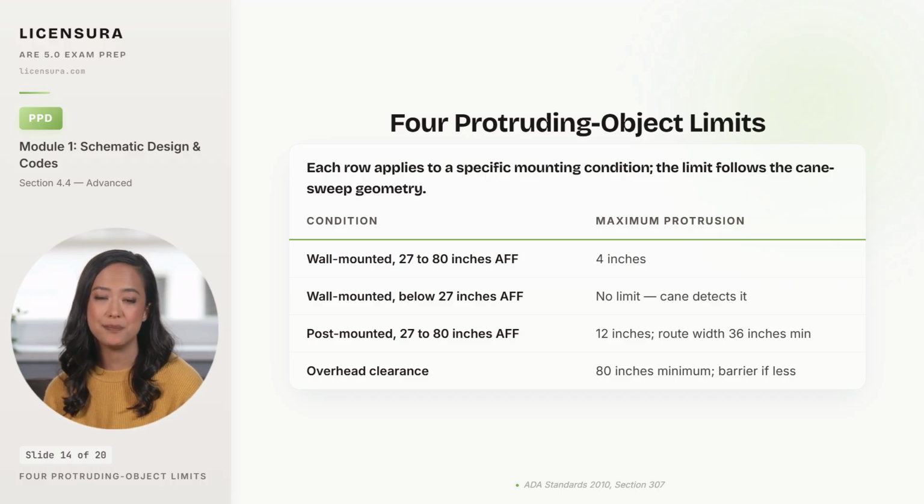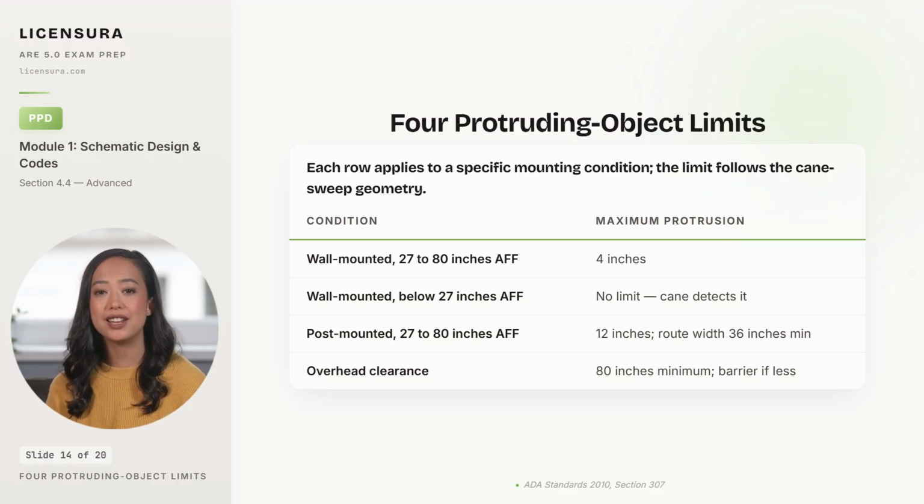Third, post-mounted objects in the cane zone may project up to 12 inches from the post, but the accessible route width through that area must remain at 36 inches minimum. This rule covers wayfinding signage on posts, parking lot lighting, and street furniture fixtures. Fourth, overhead clearance must be at least 80 inches. Anything lower requires a barrier or guardrail at the ground level so the blind user's cane detects the hazard zone before they walk into it. Specify a low-hung wayfinding sign at 76 inches with no barrier underneath, and the inspector cites the corridor. An injured occupant ultimately sues.